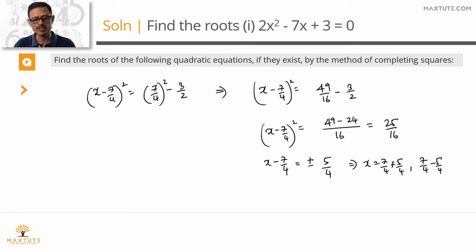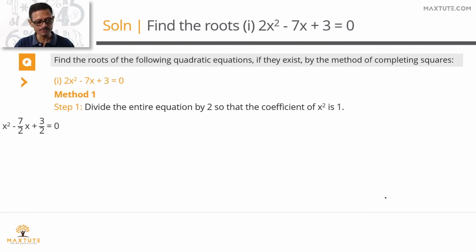7/4 plus 5/4 is 12/4, which is equal to 3. 7 minus 5 is 2. 2/4 is equal to 1/2. So values of x are 3 and 1/2. So we completed the square. We've gone through the method. We also checked out why it is happening. Quickly recap the method alone in the next slide in a printed form.